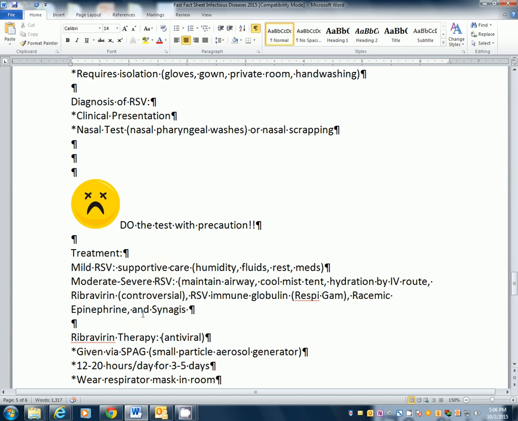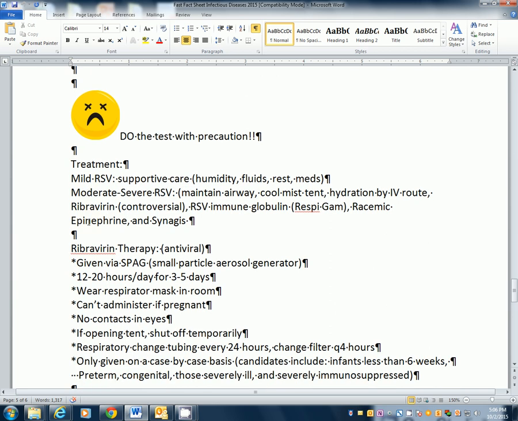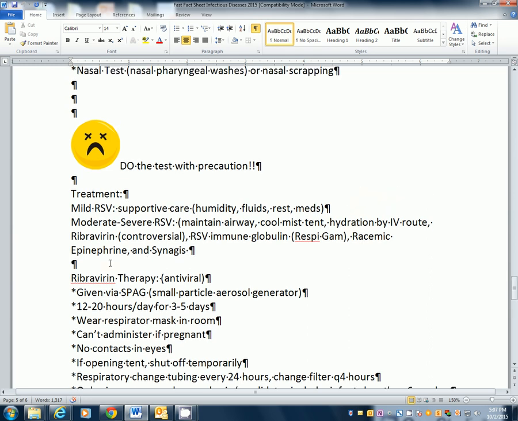Now, we do this test with precautions. For mild RSV, and nowadays a lot of your protocols will even say you have to have a crash cart outside the door. For mild RSV, it's just supportive care, humidity, fluids, rest, and meds. For moderate to severe RSV, then it's maintaining an airway, cool mist therapy, hydration by IV route. And then for more severe, you get into the immune globulin, racemic epinephrine.